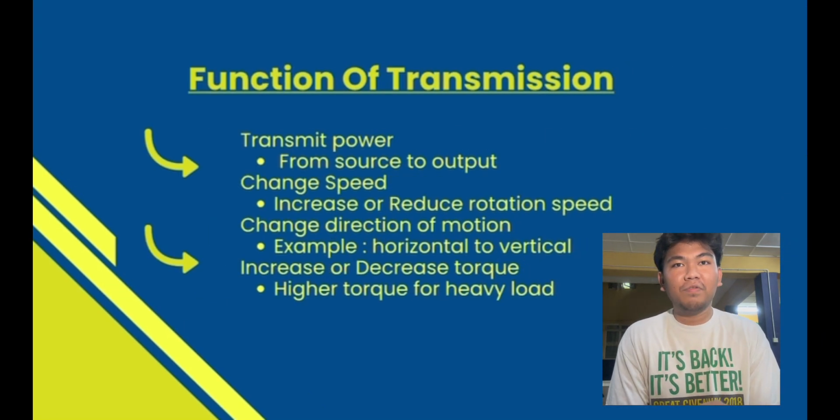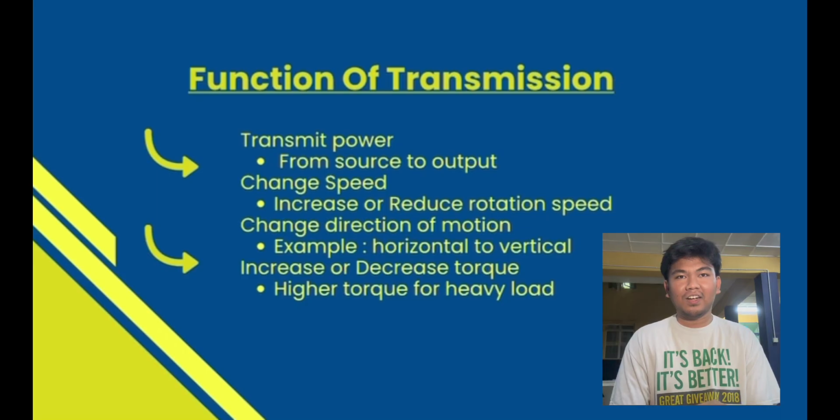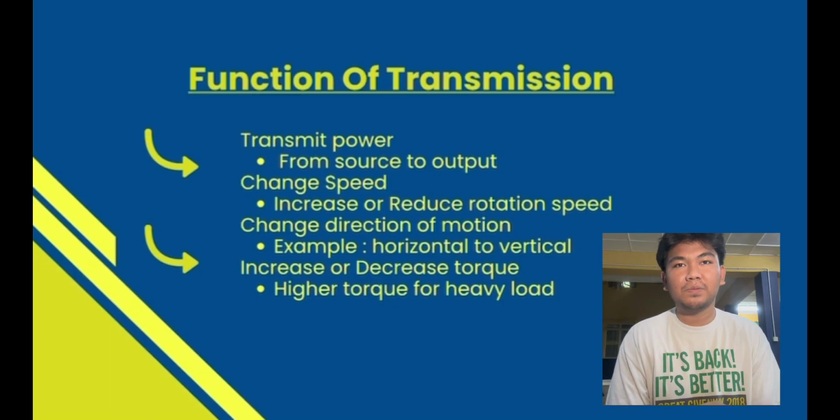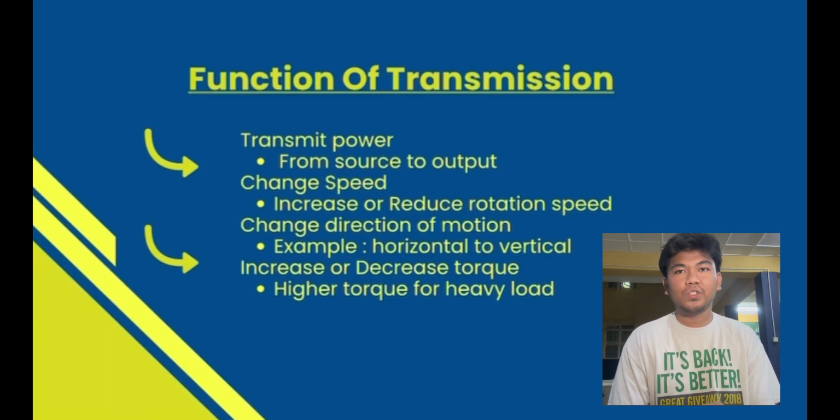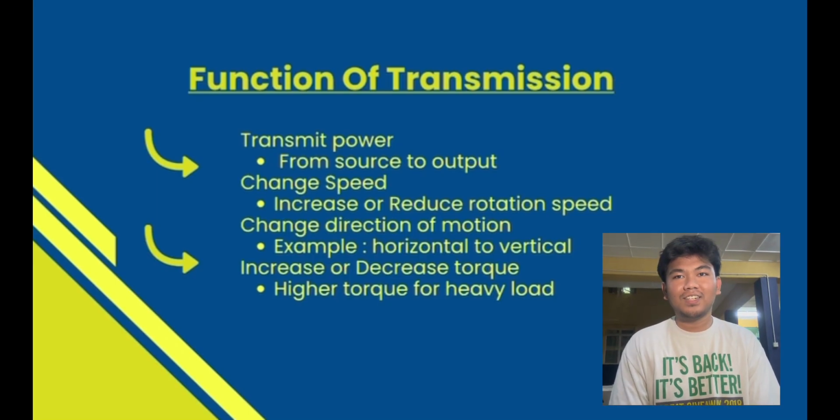Okay. The main functions of transmission are: first, to transmit power from the source to the output. Second, to change speed, either increasing or reducing the rotation speed. Third, to change the direction of motion, for example, from horizontal to vertical movement. And lastly, to increase or decrease torque, especially when handling heavy load.